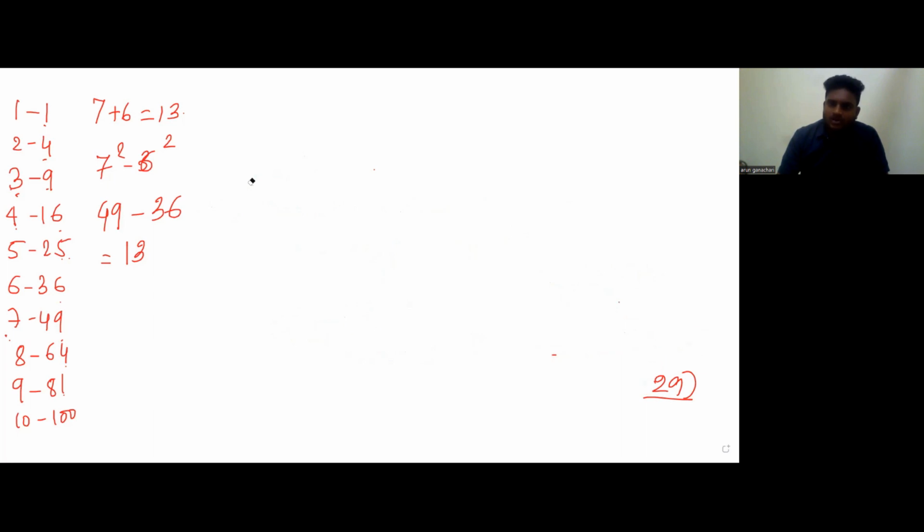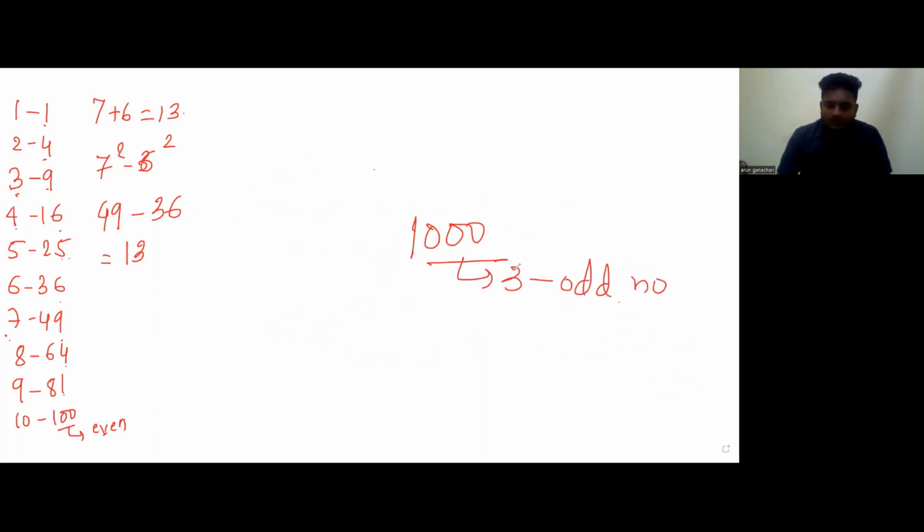So what is an odd number of zeros? In 100, how many zeros do we have? We have 2 zeros. Is 2 even? Yes. But 1000 has how many zeros? 3 zeros, and 3 is an odd number. So if we have an odd number of zeros at the end of the number, then that number is never a perfect square. Understood this point?